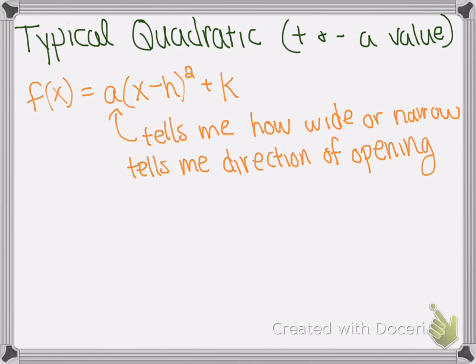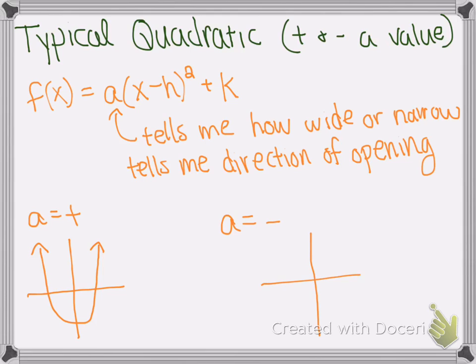Okay. We know that if the a is positive, then my quadratic will look something like that. And if my a is negative, then my quadratic will appear to be something like that. So that a value determines its end behavior.